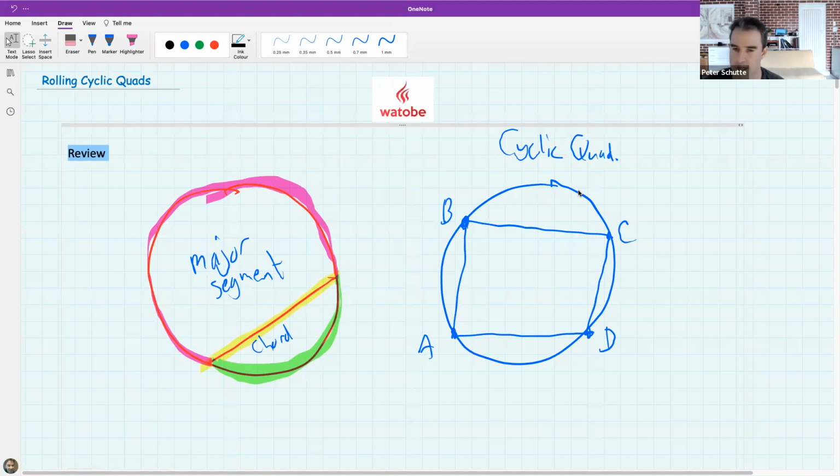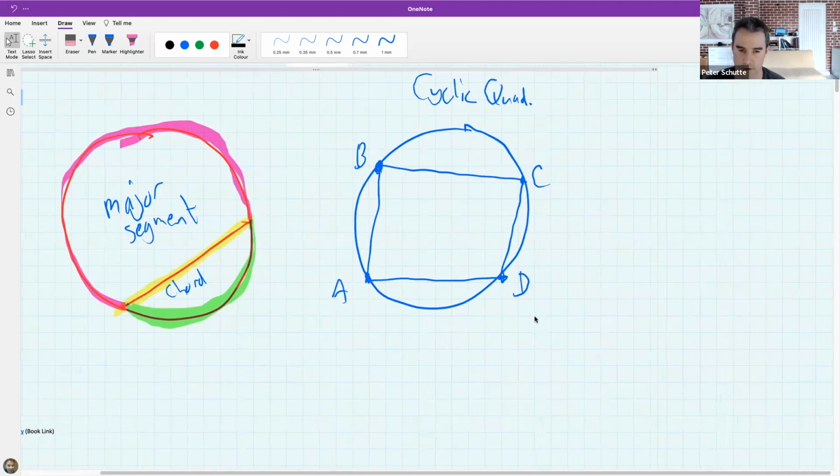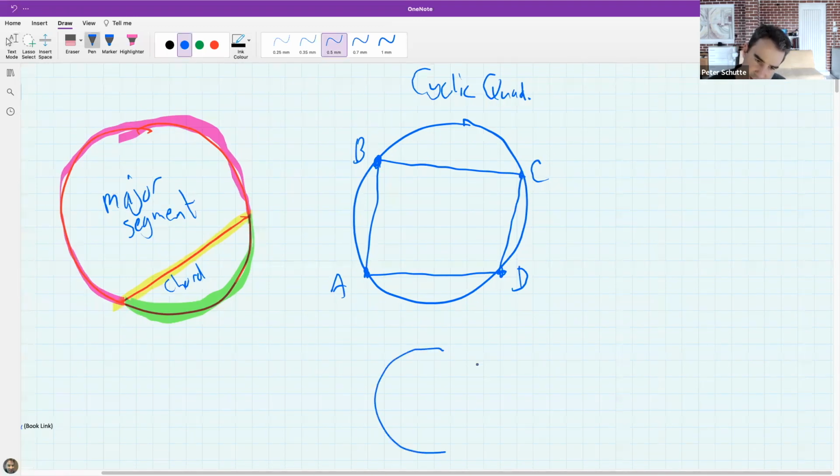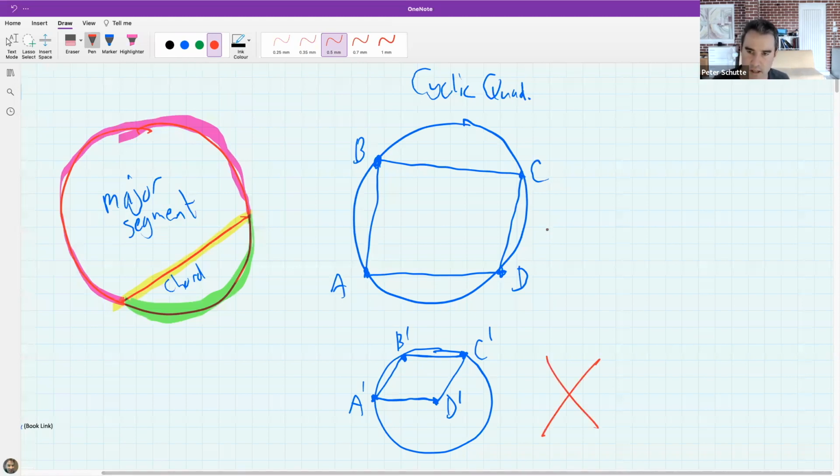Okay, well, let me show you an example of something that's not a cyclic quad. So let's say I have this. So let's draw these lines. And we'll call this A dash, B dash, C dash, D dash. I want to make the claim that this is not a cyclic quad and this is a cyclic quad. Now, what is the difference between my first quadrilateral and my second?